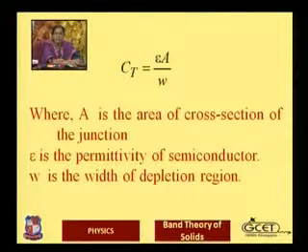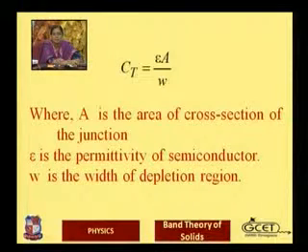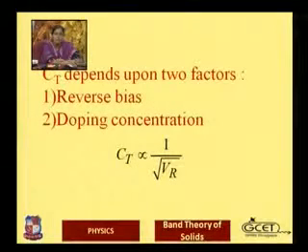Now this CT can be measured, and it is dependent on the width of the depletion region. The width of the depletion region is the only variable which depends upon the reverse bias voltage. For the forward bias this width is very thin, and for the reverse bias it becomes larger.